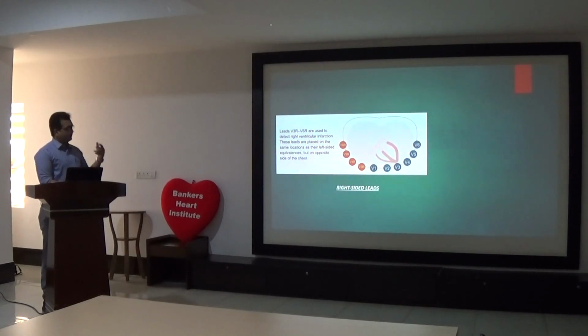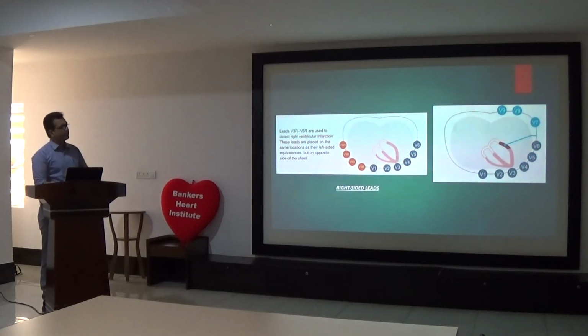Now these are supplementary leads that are used in special scenarios. As the right side of the heart is not viewed exactly on the standard 12-lead ECG, leads V3, V4 and V5, corresponding to the leads on the left hand side, are placed on the right hand side to view the right side of the heart.